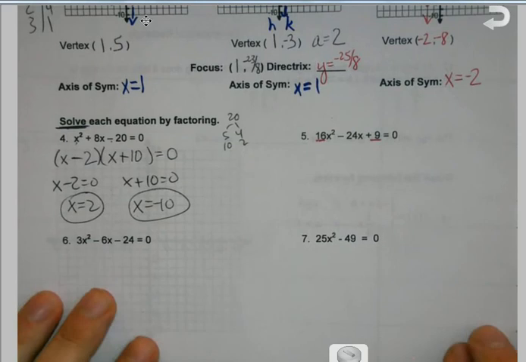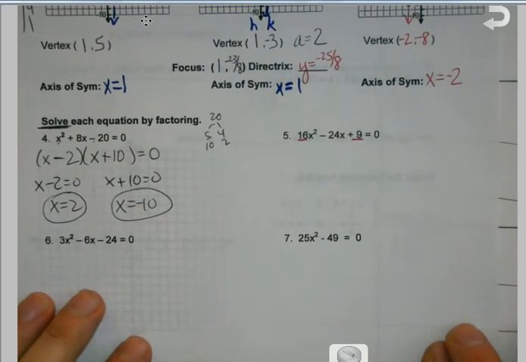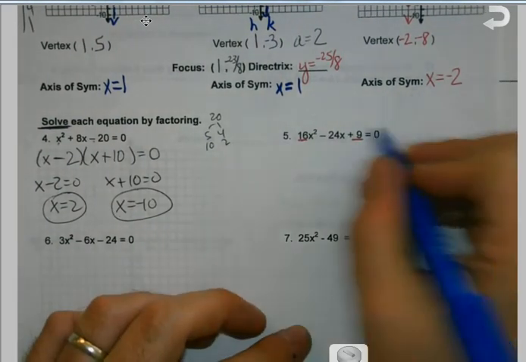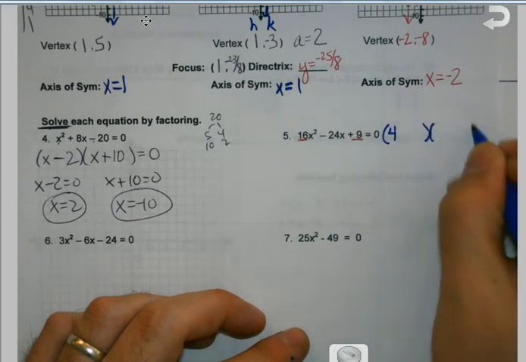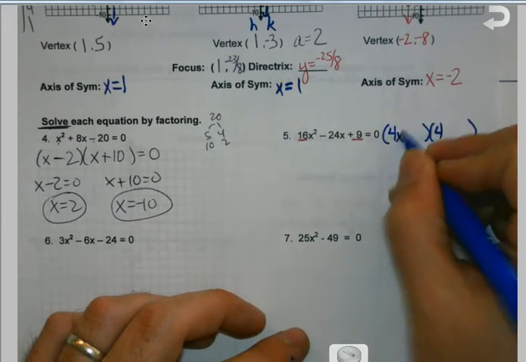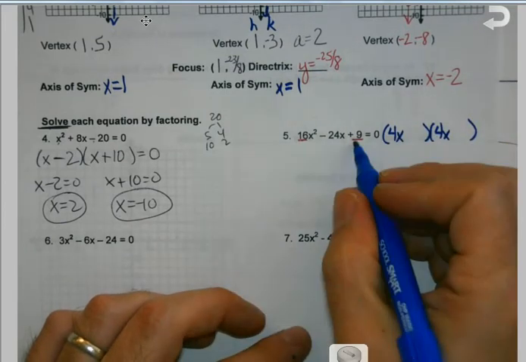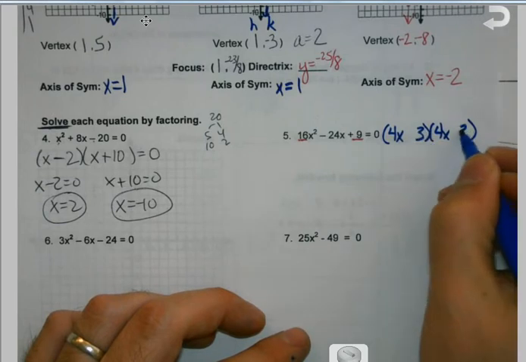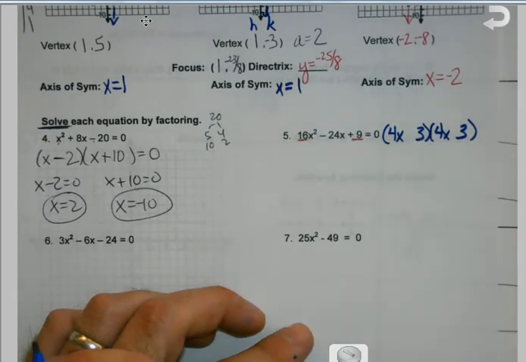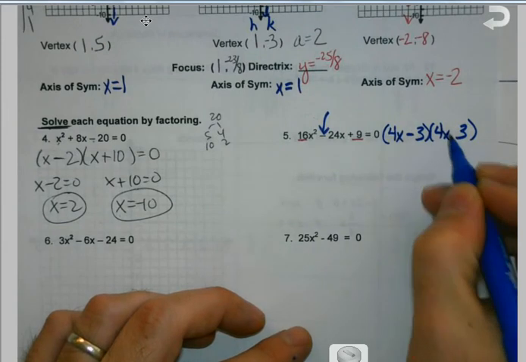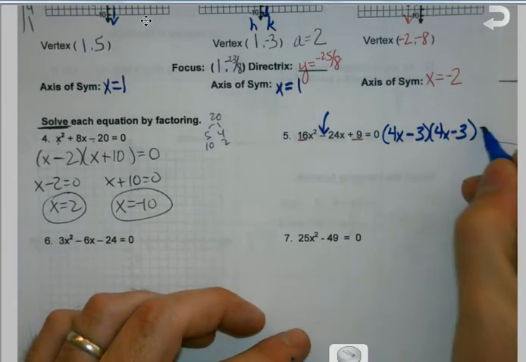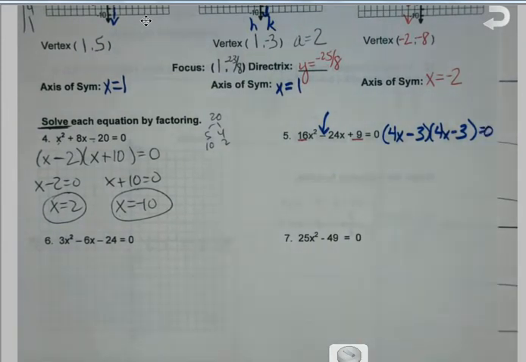Now if you still haven't worked on your perfect squares, you're going to see in a minute this is going to take a lot of work. Well, what do I square to get 16? Well, 4. What do I square to get 9? 3. What's the sign in the middle? It's negative, so they both are. You're like, dang, Harty, that's pretty slick. Yes, it is. But it's only slick if you know your perfect squares.